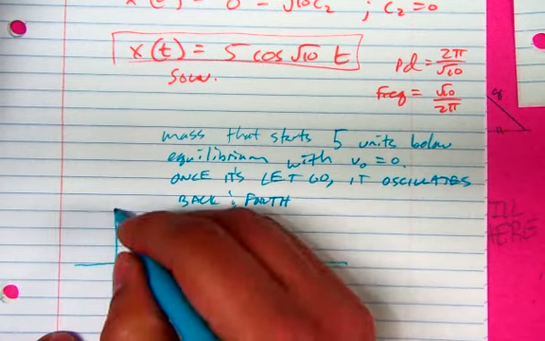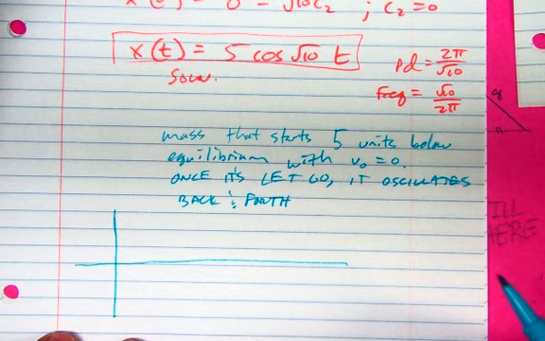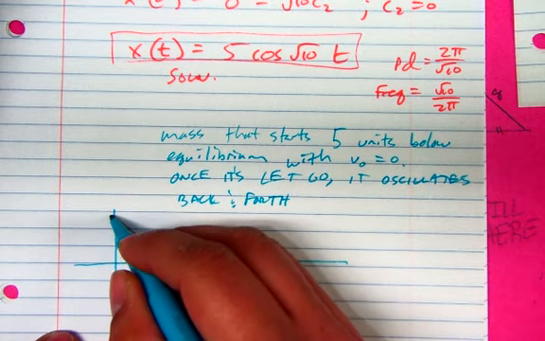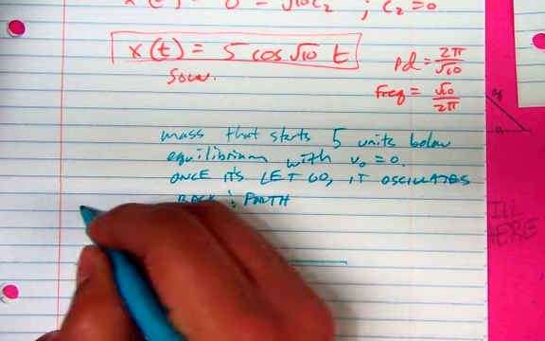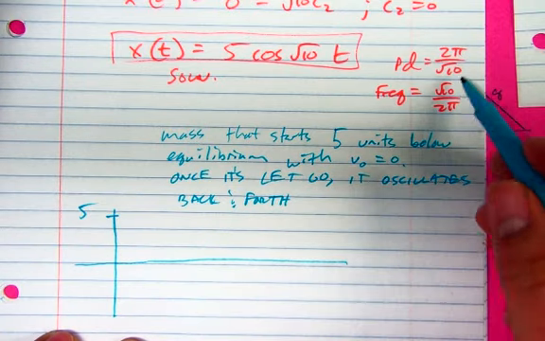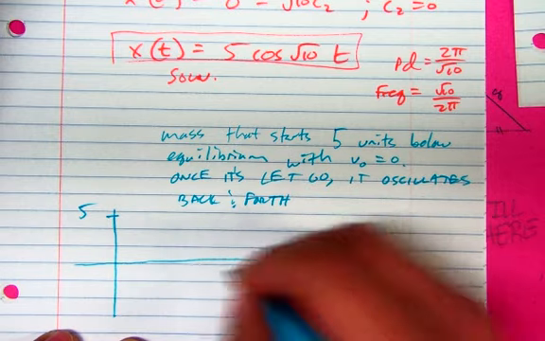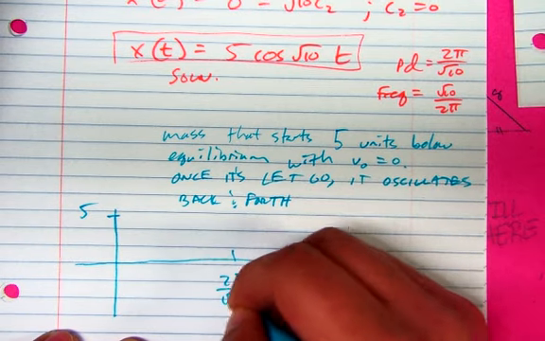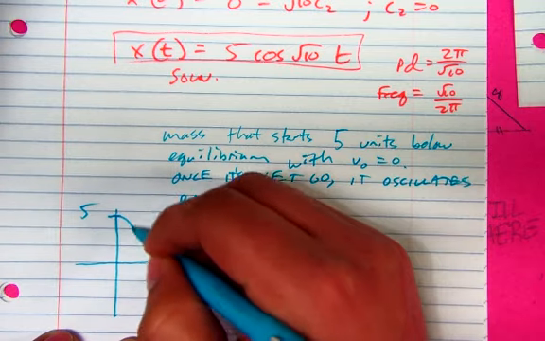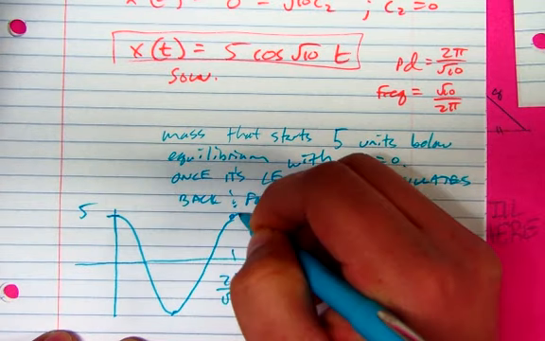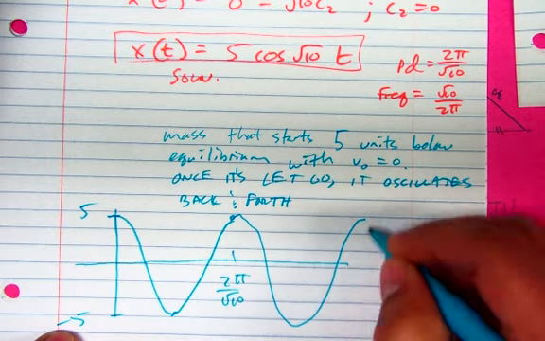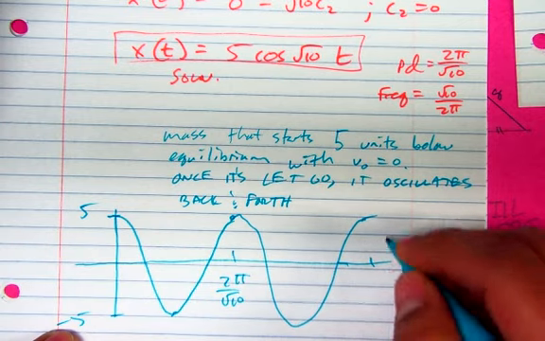Okay, so if we graph it real quick, this one starts at 5. Period is what? 2 pi over root 10. So in that amount of time, it looks something like that. That's just a normal cosine graph, yeah.